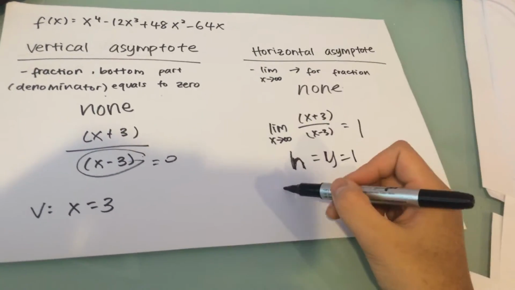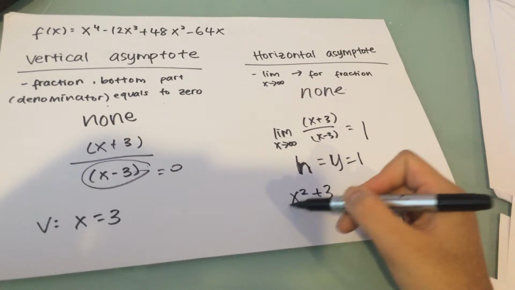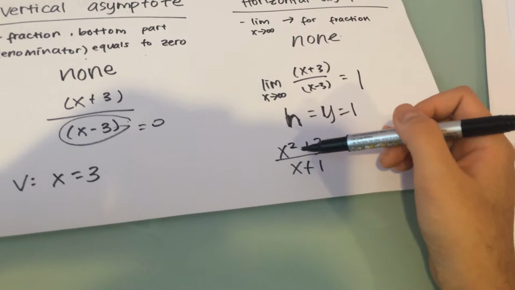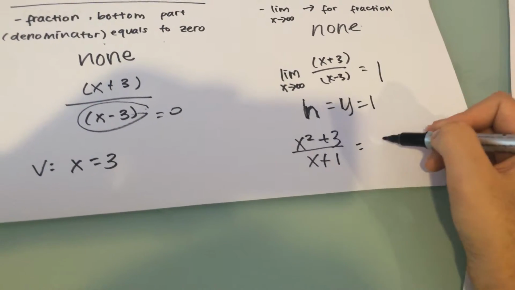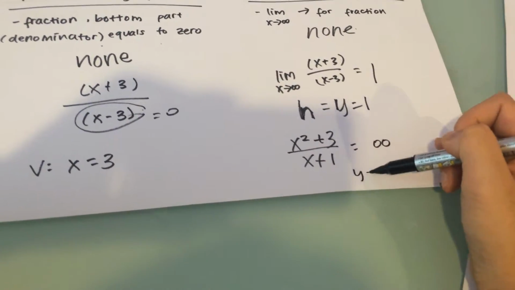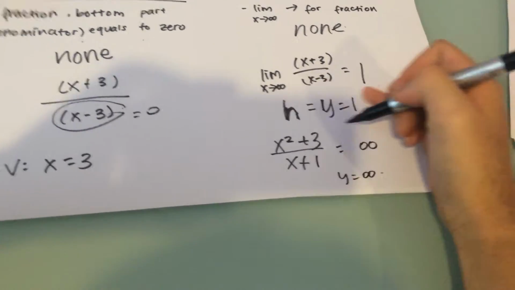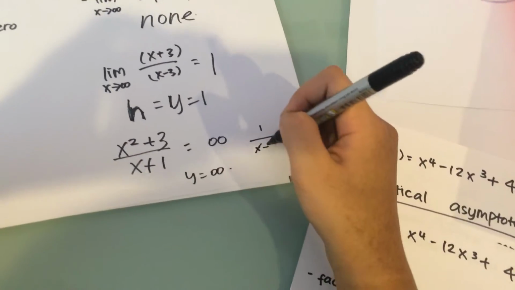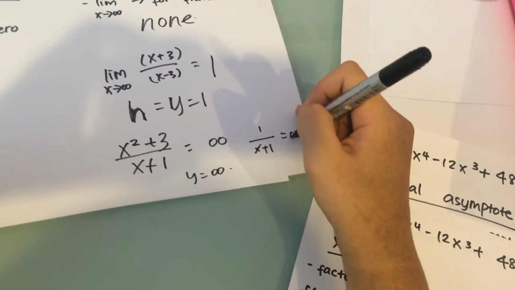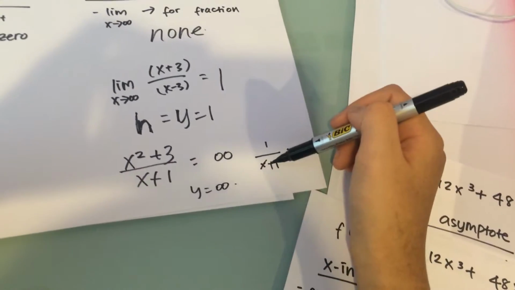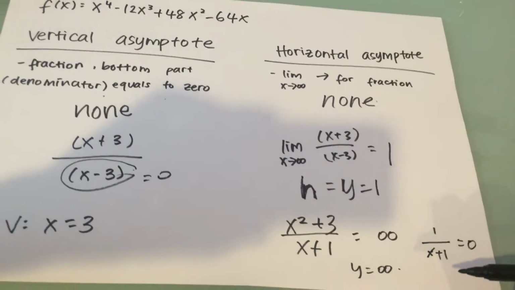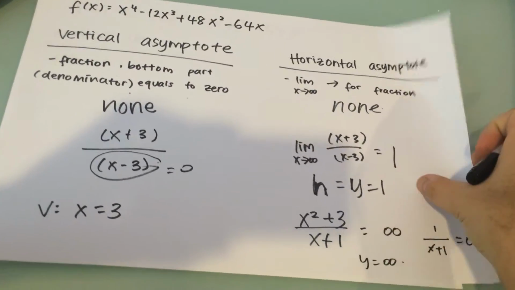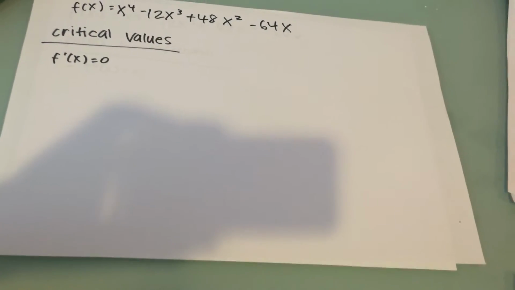If the function is like this, x squared plus 3 over x plus 1, where the upper part is bigger than the lower part, the limit becomes infinity. So y equals infinity. If, for example, it's 1 over x plus 1, the limit as x approaches infinity becomes 0. I'm sure you have learned this and remember it, so I'm just going to move on to the next one.